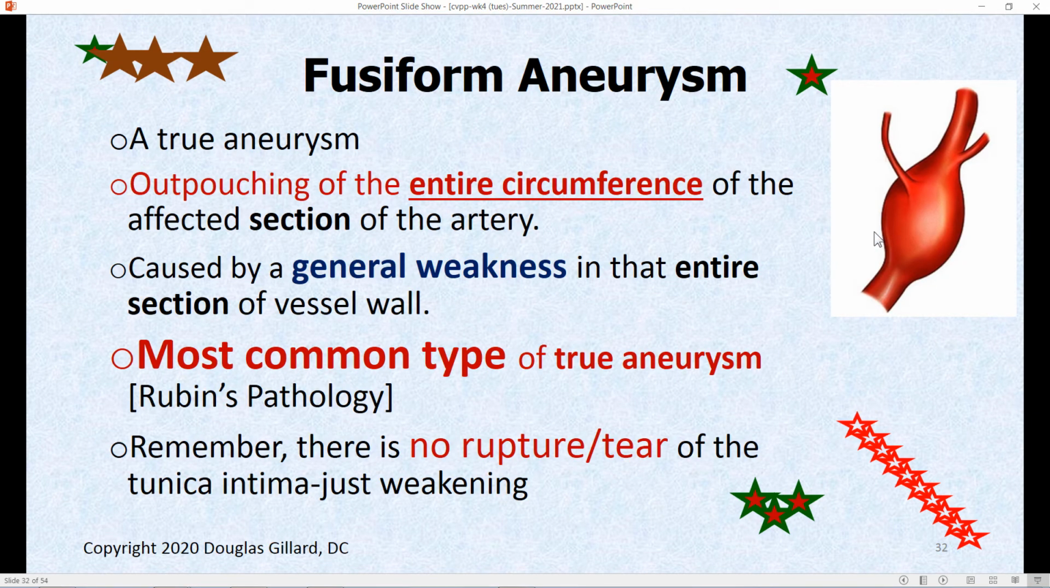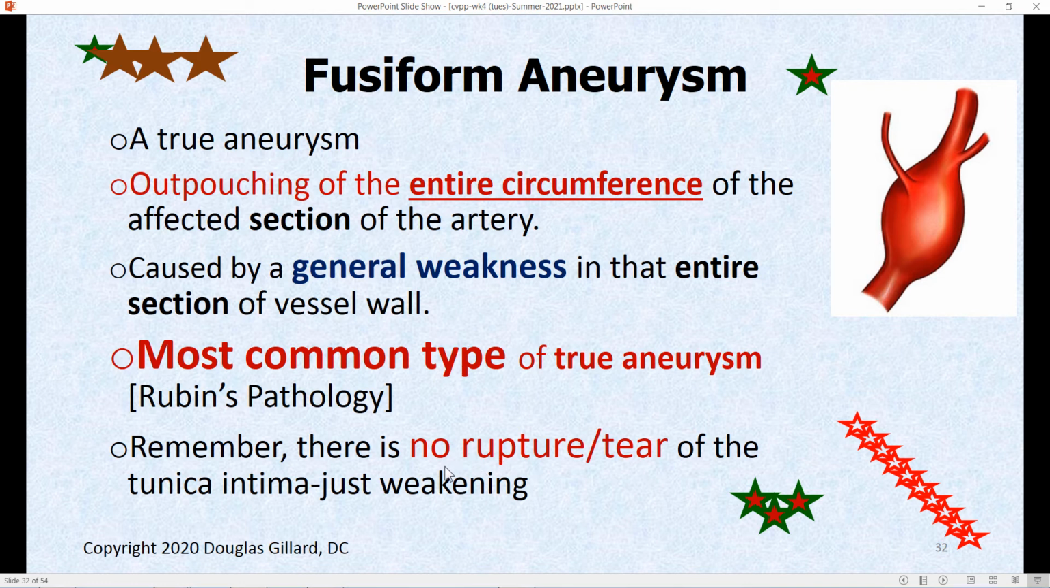Okay, so we had a saccular true aneurysm. Now we have a fusiform true aneurysm. This is just a weakening of the entire blood vessel wall in an isolated spot. The whole thing is bulging way out. These can get really big and really long as well. These are the most common type of true aneurysm, not the saccular, which is more rare. These are the type that I've always seen in the cadavers, just general outpouchings.